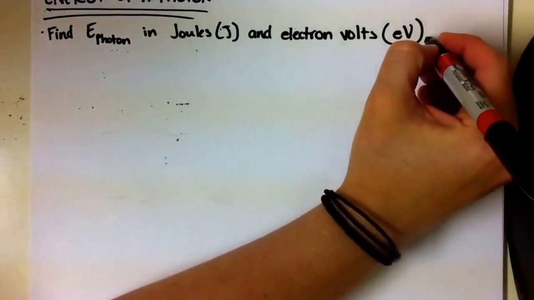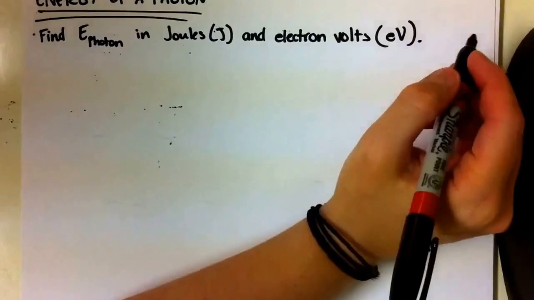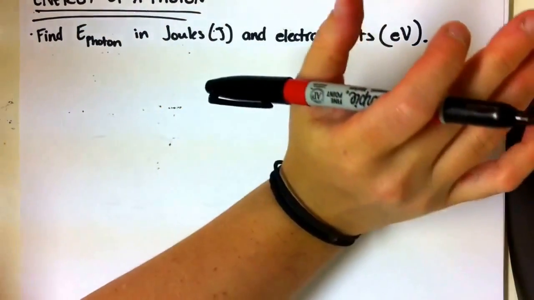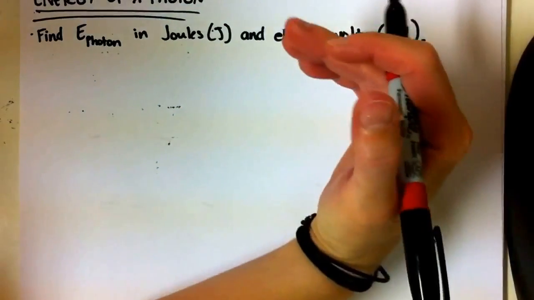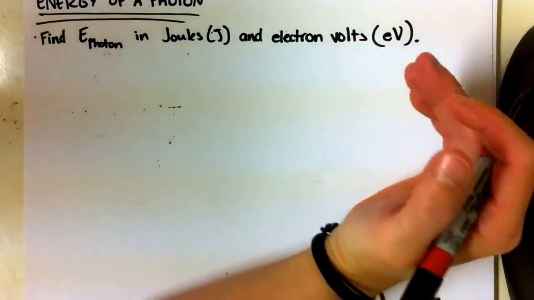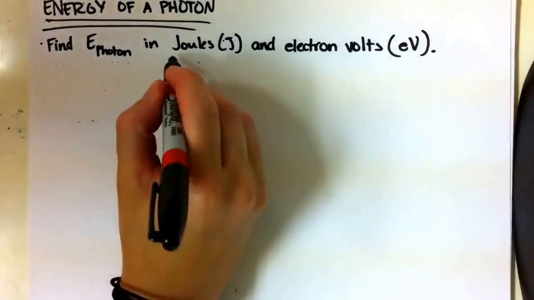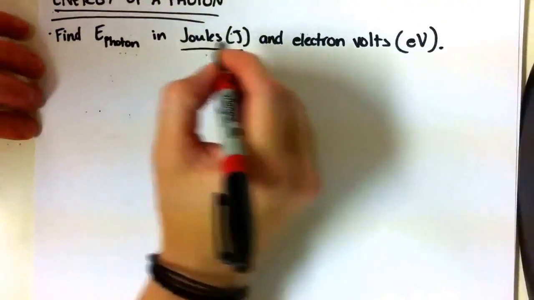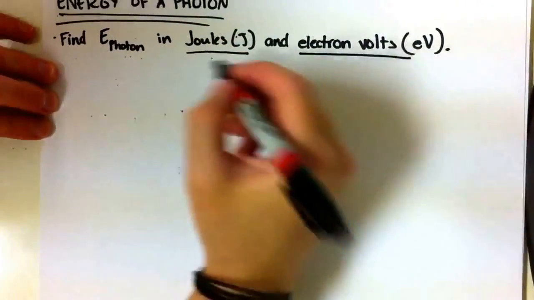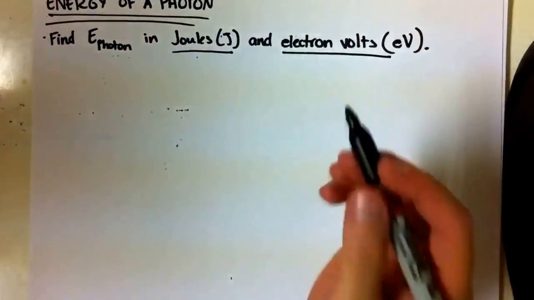For this example, we're looking for the energy of a photon. And we're looking for the energy of this photon in joules and also electron volts. Now, we can simply convert from joules to electron volts. But first, we need to know joules. So how do we find joules?